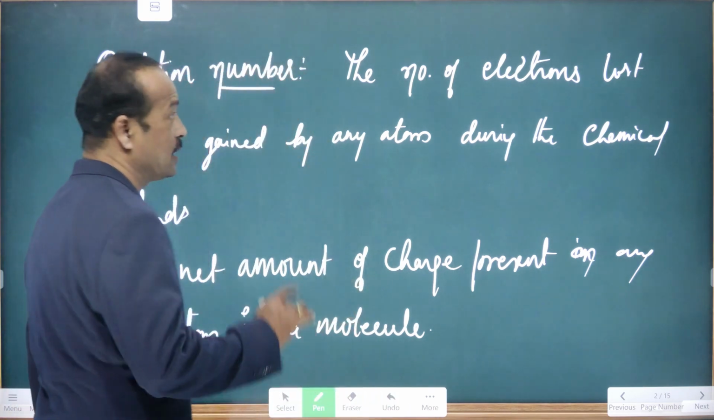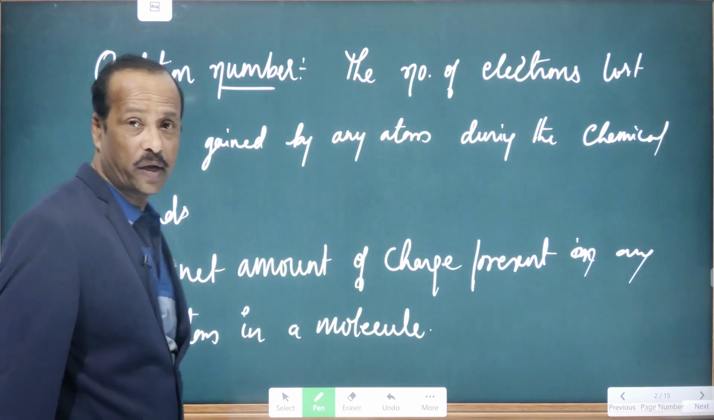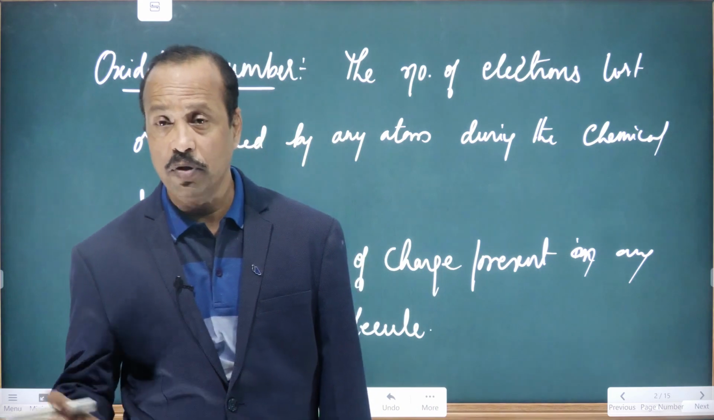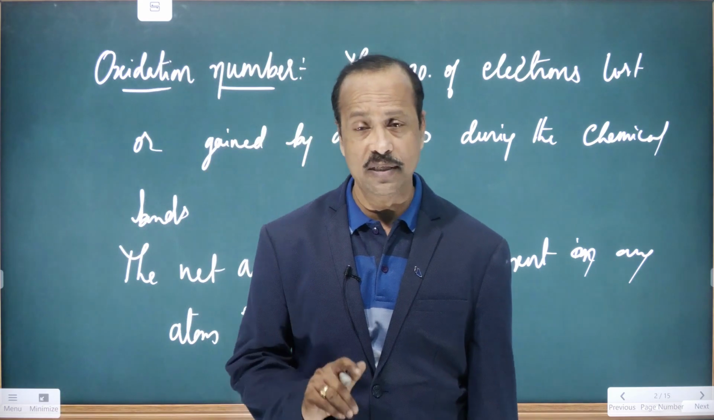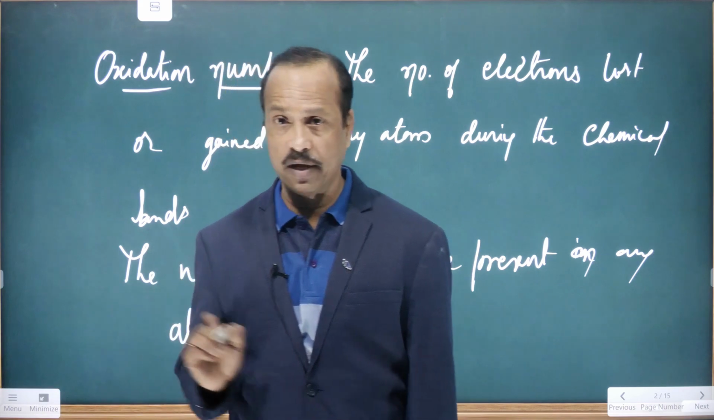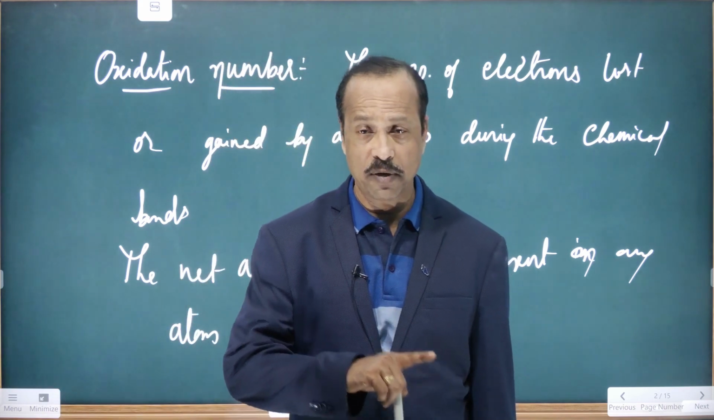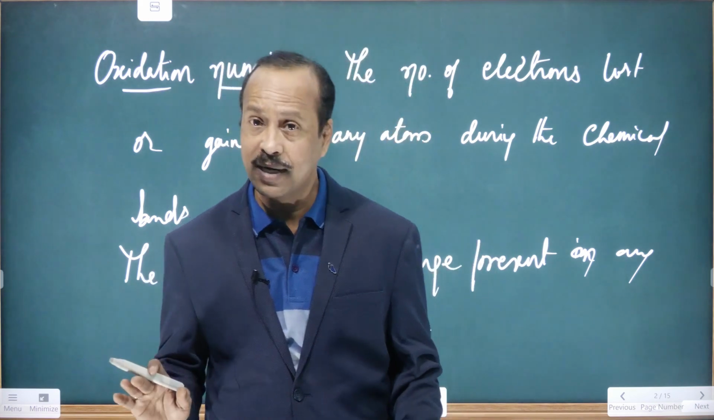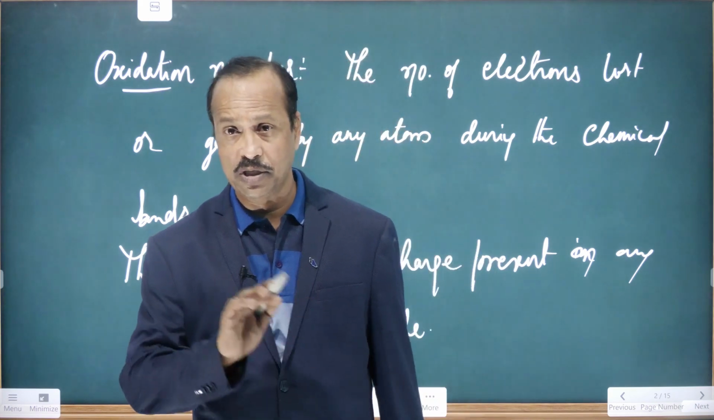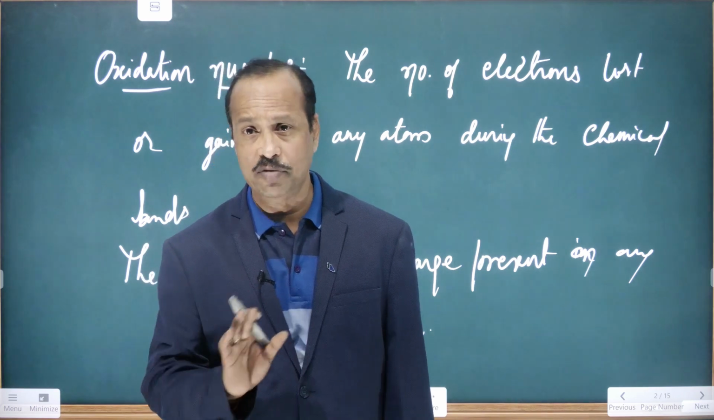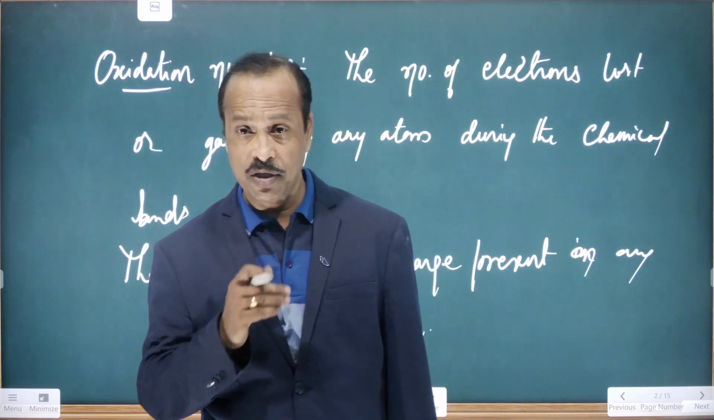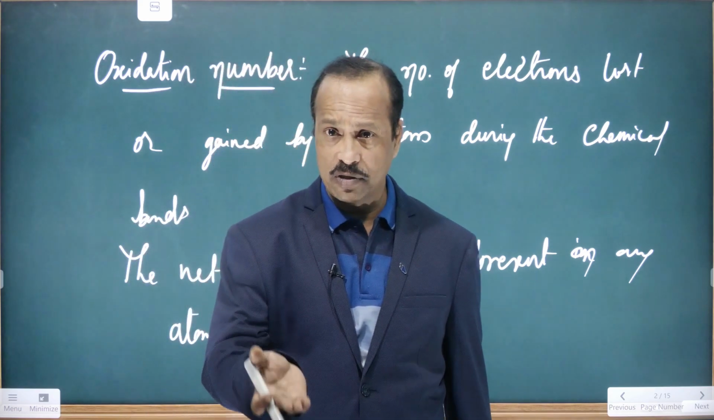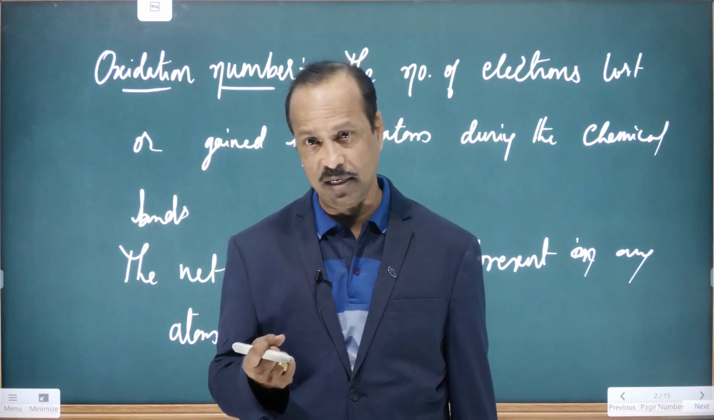Here, the number of electrons lost. You know that an atom is neutral, right? Why is it neutral? Because the number of protons present in the nucleus is equal to the number of electrons revolving around the nucleus. Protons are positively charged particles and electrons are negatively charged particles. So positive charge is equal to negative charge, so atoms are neutral. But during the formation of compounds, that is chemical bonds, what happens? Some atoms may lose electrons, some atoms may gain electrons to attain stability. You know this one.